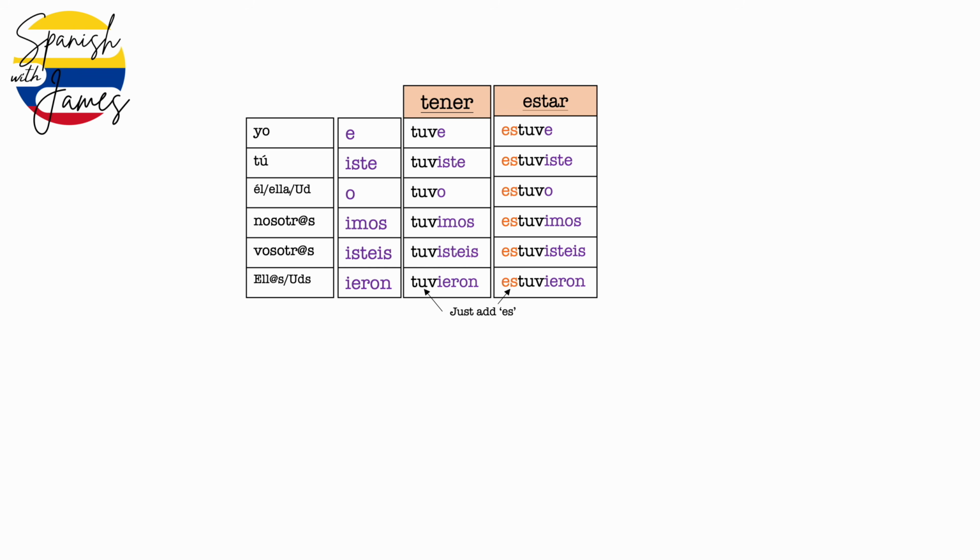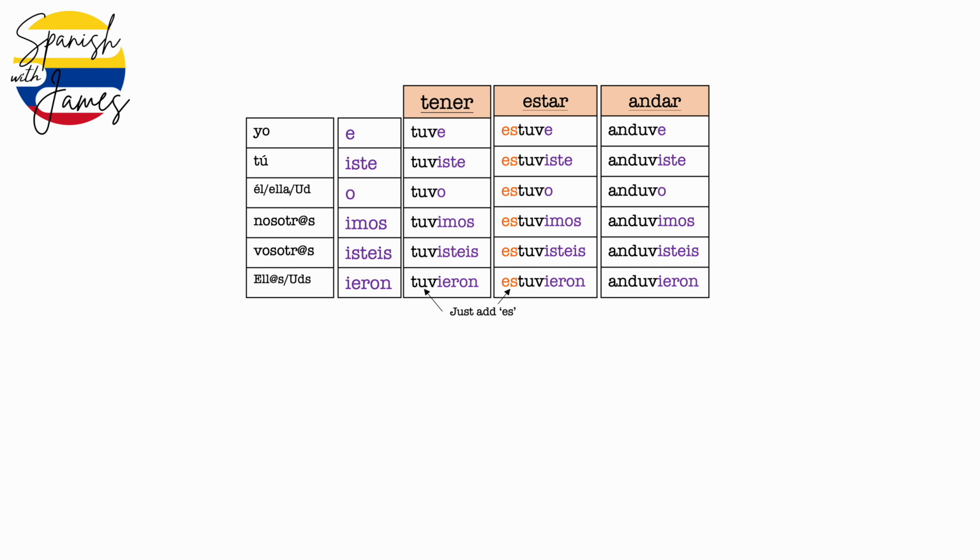We can also use the tener endings with andar. So for this you just need to learn then the irregular stem. So andar, instead of taking off the ar and then adding the endings, we then have to add something in. So it goes to anduv. So anduve, anduviste, anduvo, and so on.